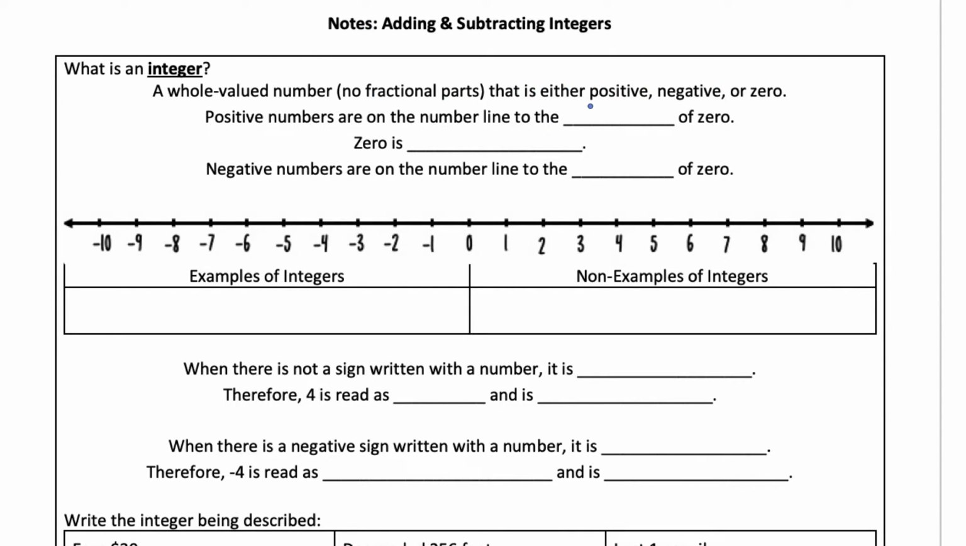Positive numbers are on the number line to the right of zero. Zero is considered neutral, so it's not negative or positive. And negative numbers would be on the number line to the left of zero. So we have a number line down here. 0 is considered neutral, right here in the center. Anything to the right are positive numbers, and anything to the left would be considered negative numbers.